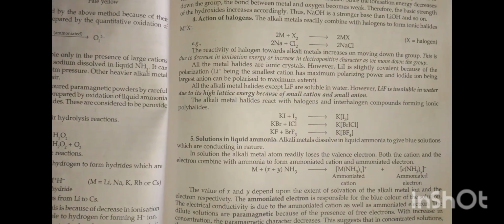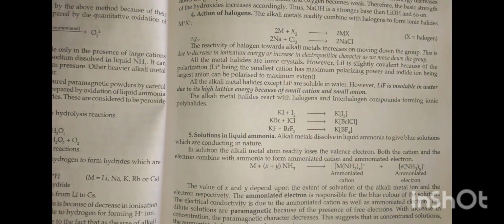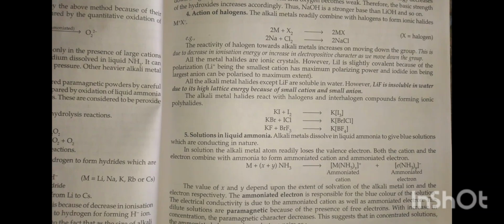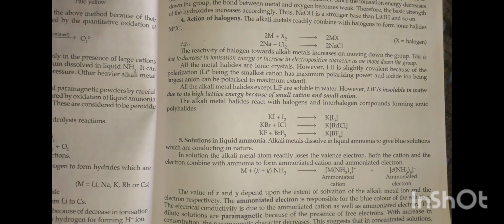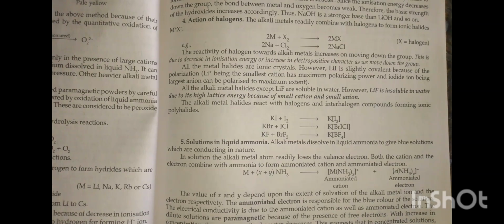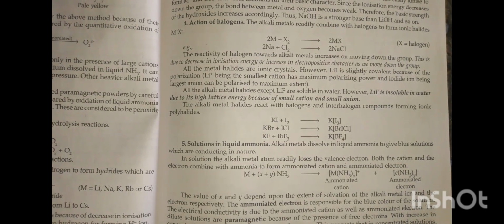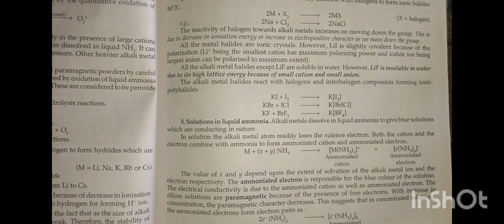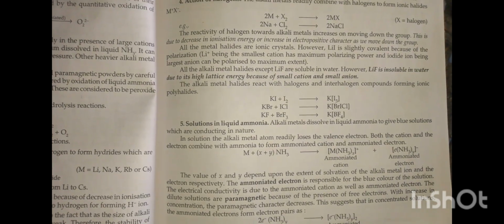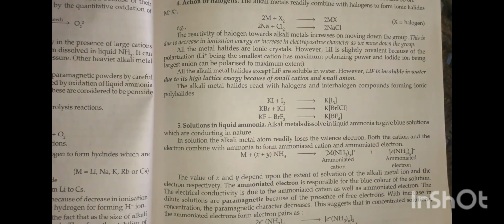Next is the reaction with halogens. The alkali metals readily combine with halogens to form ionic halides. The reactivity of halogens towards alkali metals increases on moving down the group. This is due to the increase in electropositive character as we move down the group. LiF is insoluble in water due to its high lattice energy because of small cation and small anion.